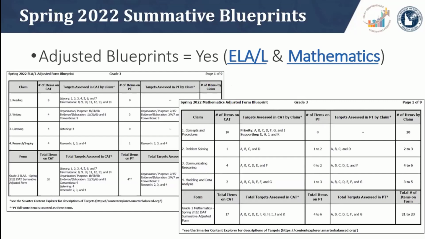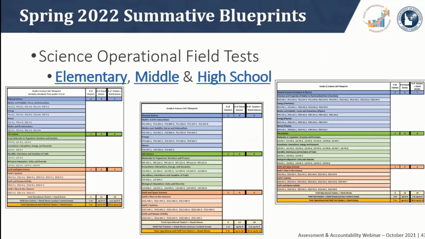Looking forward to summative testing, the Idaho SDE has elected to go with the adjusted blueprints for Spring 22 summative testing in ELA and mathematics. Spring 22 summative adjusted blueprints for ELA and math are available on the Idaho portal. Speaking of blueprints, the science operational field test blueprints for elementary, middle school, and high school are also available on the Idaho portal. They show the number of clusters and standalones that will be administered per content area, as well as the potential number of field test clusters and standalones that will be administered.